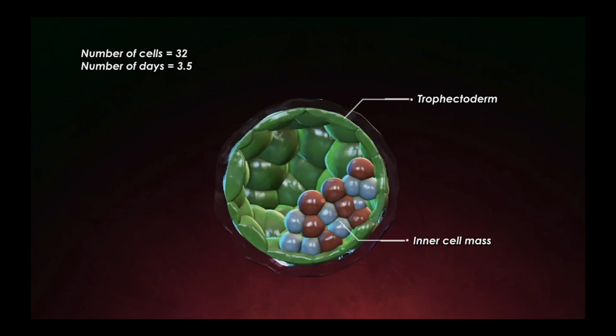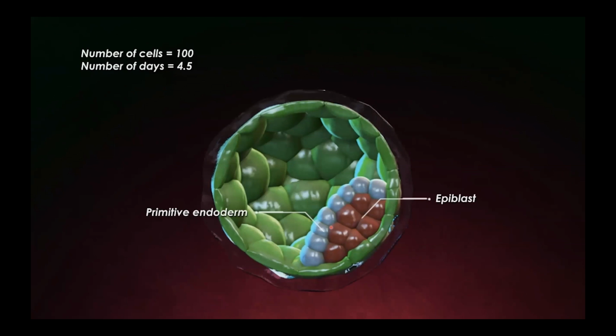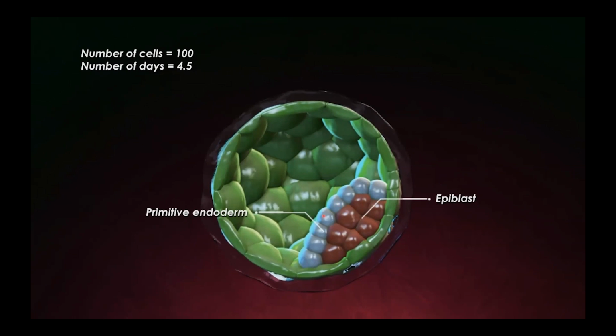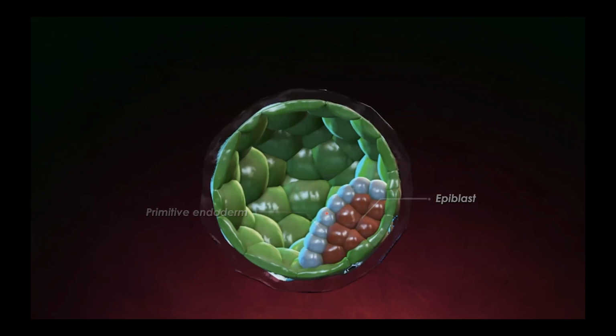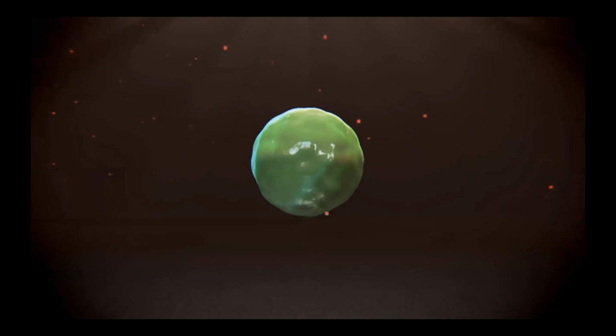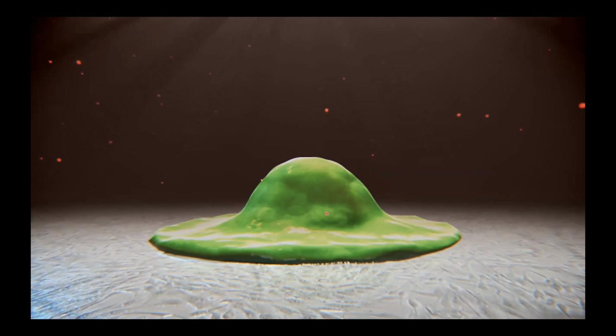And this inner cell mass is going to form 2 cell types. First, those red cells that are called the epiblast that are going to form the full fetus. And then a second cell type that's called primitive endoderm that's going to form the yolk sac. And at this point, it's ready to implant inside the uterus.